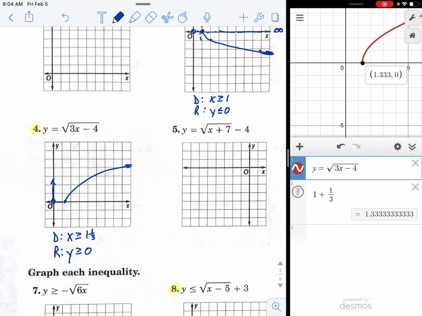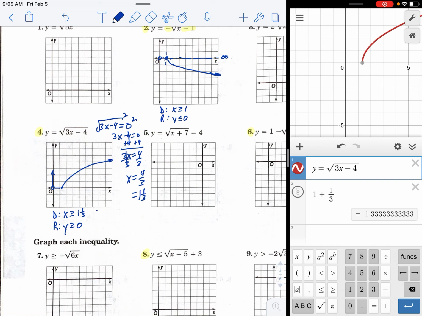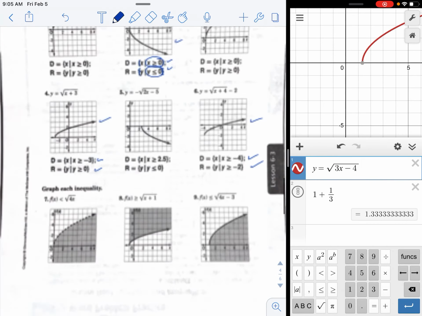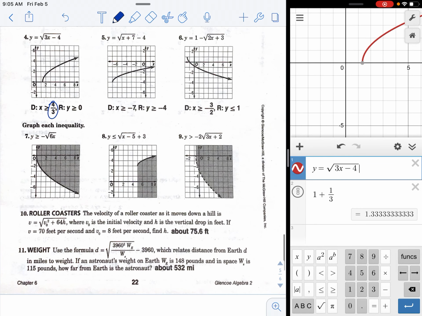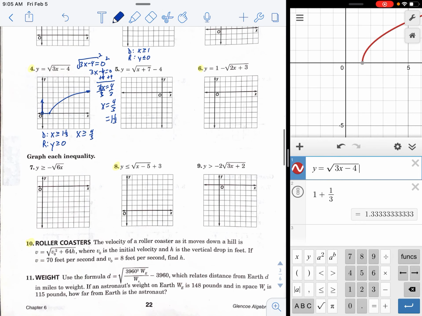So what you could have done is taken the 3x minus 4 equal to 0, square both sides, add 4, 3x equals 4, divide by 3, x equals 4/3. 4/3 is the same thing as 1 and 1/3. There's the whole mixed number versus improper fraction thing. In fact, the answer key may actually say 4/3. I don't know. Let's go down and check. Yep, they used the 4/3. So the answer graph looks pretty good.